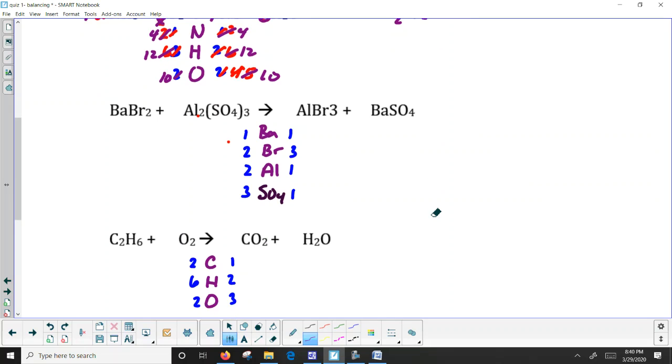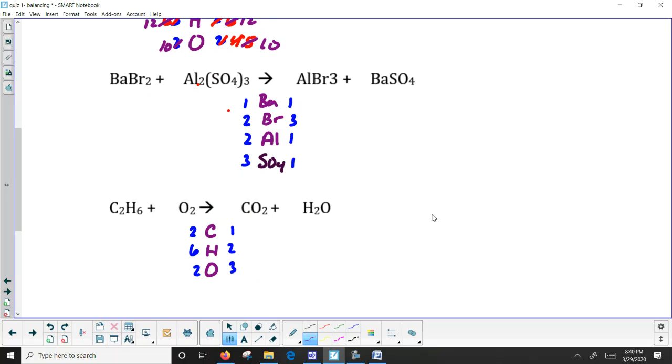Okay, let's look at this one here. We got barium bromide, aluminum sulfate. Let's see what happens. All right, so we've got an even number of bariums. Oh, bromines are off. Okay, let's look at what we can do here. So let's make this one even here. Okay, so we're going to change the number of aluminums. And we're going to have now 6 bromines. Bit of an issue, but we can deal with that.